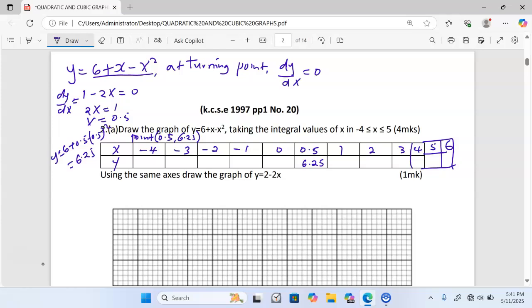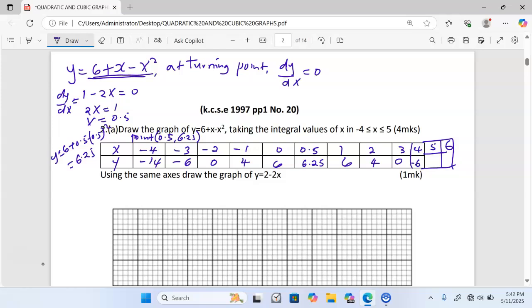When x is -4, the value of y is going to be -14. When x is -3, you take it back to this function here, you get -6. When x is -2, y is 0. When x is -1, y is 4. When it is 0, it is +6. When it is 1, it is +6. When it is 2, it is +4. When it is 3, it is 0. When it is 4, it is -6.